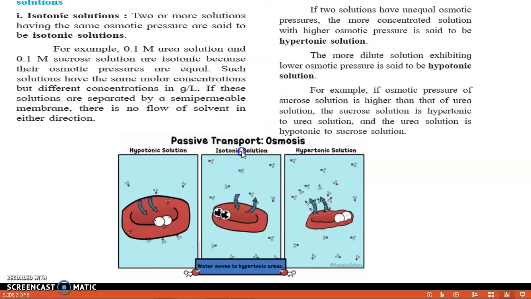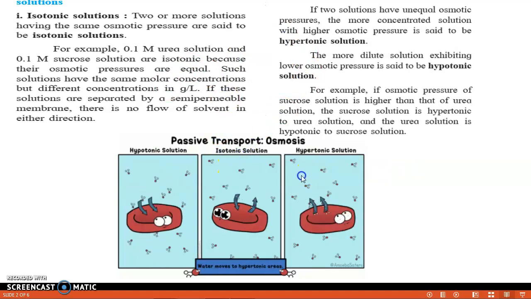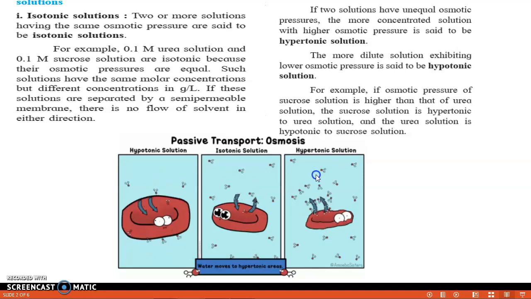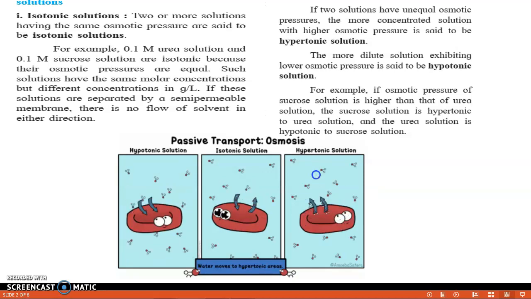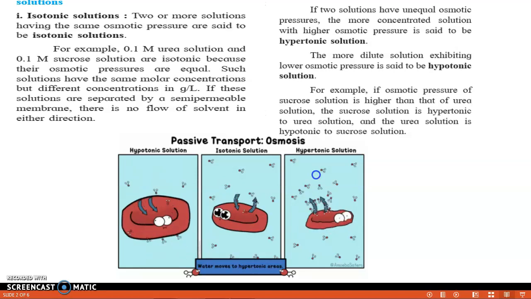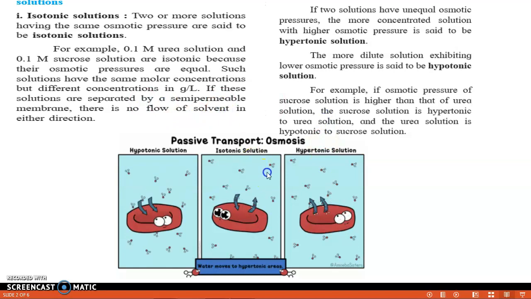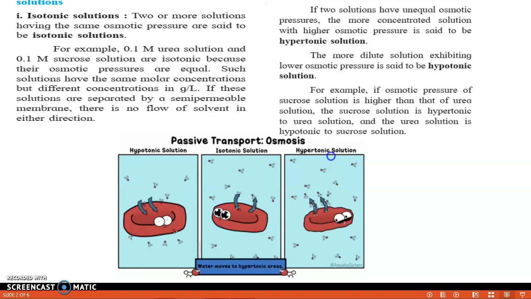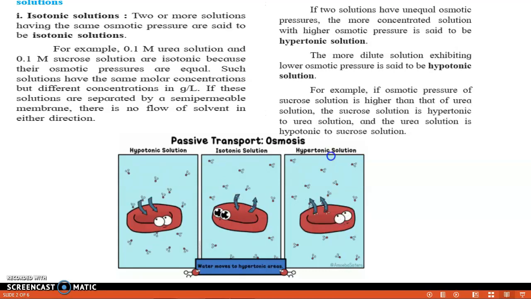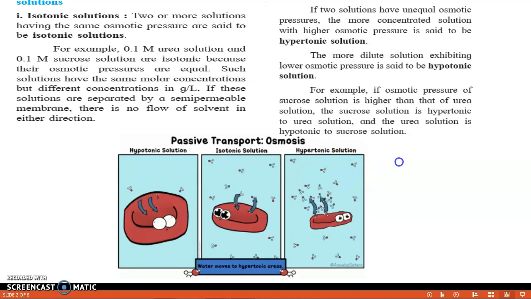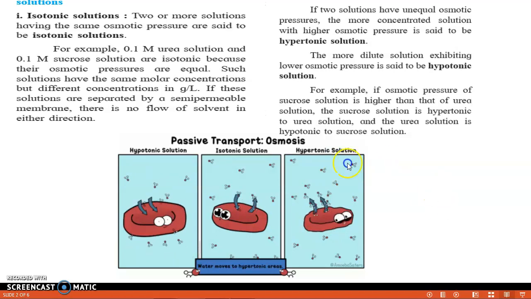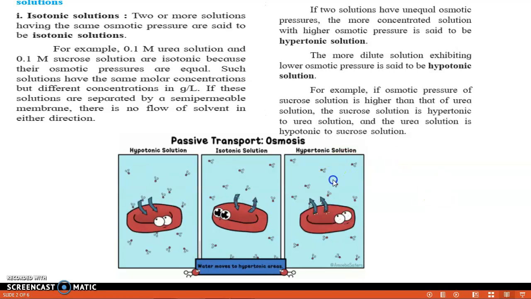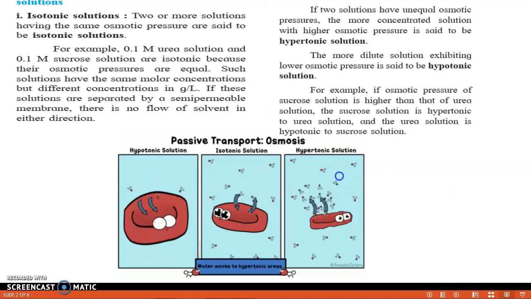Then next is the hypertonic solution. In the diagram, the third one is the hypertonic solution. If two solutions have unequal osmotic pressure, hyper means more, so the more concentrated solution, which has the higher osmotic pressure, is called the hypertonic solution. Concentration is more and osmotic pressure is also more.